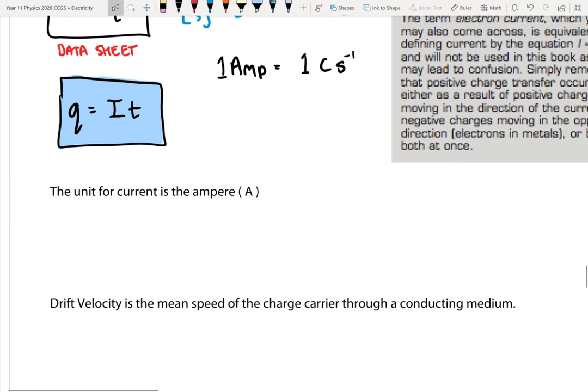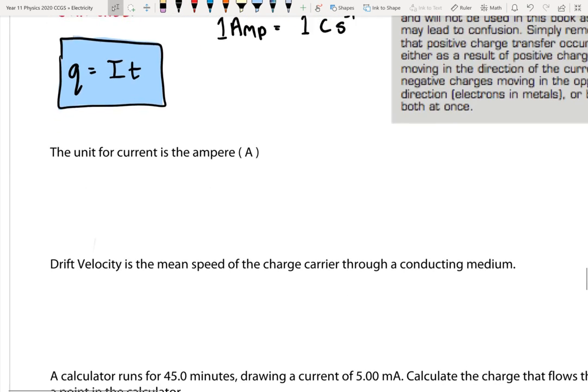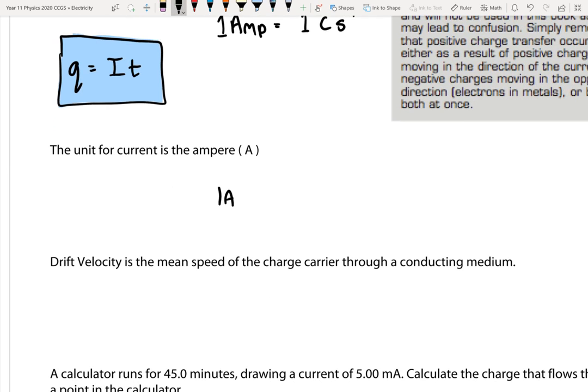Now, the unit for the current is the ampere, capital A. Let's just write it in again. 1 amp equals 1 coulomb per second, which equals that very big number of electrons passing through a point every second.